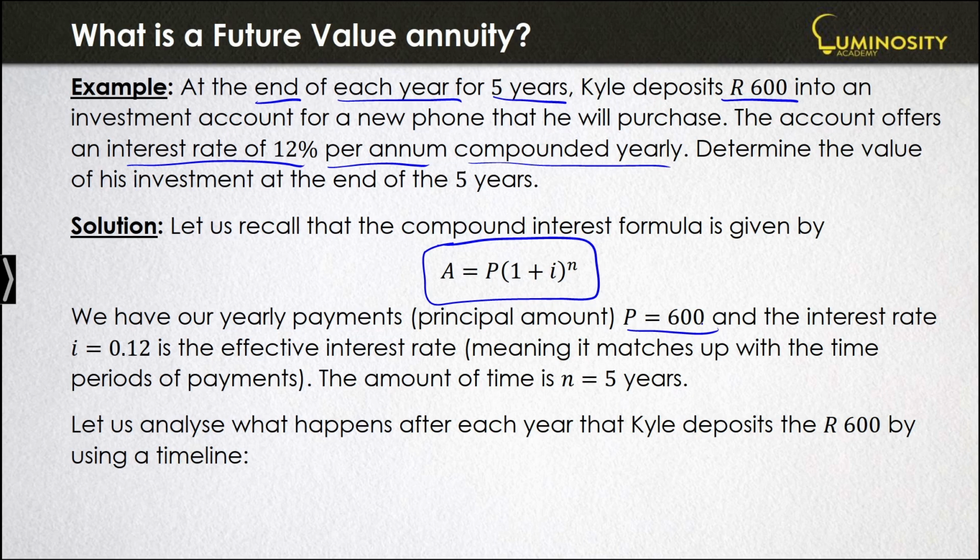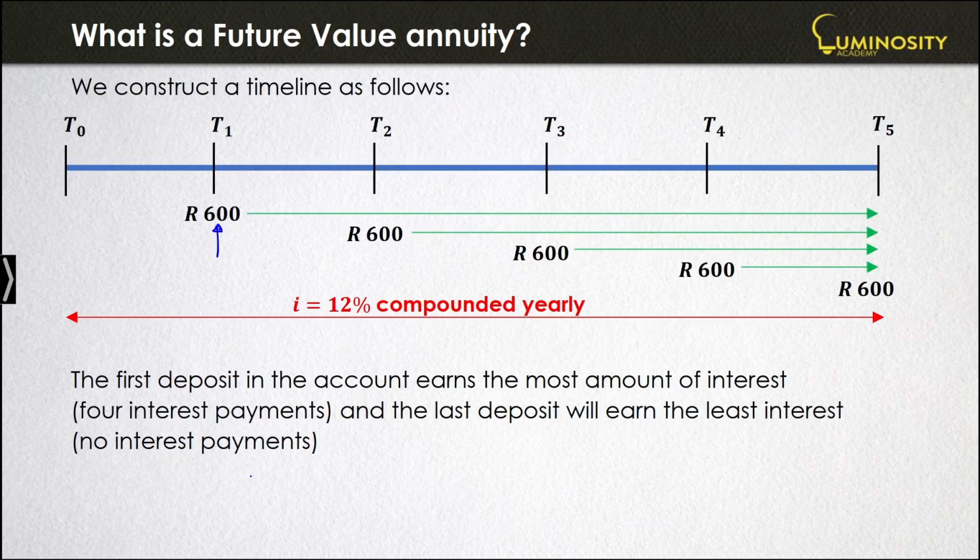Let us analyze what happens after each year that Kyle deposits the 600 Rand by using a timeline. Timelines are vital whenever we solve anything in financial mathematics, as they help us to visualize very clearly when payments are being made into an account. Okay, so we construct the timeline as follows. I'm starting off at T0 and ending off at T1. That gap represents 1 full year.